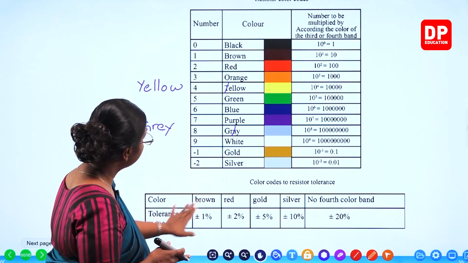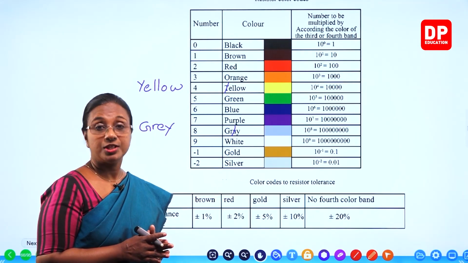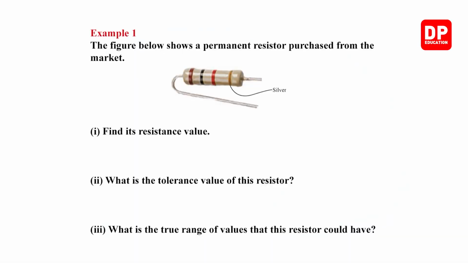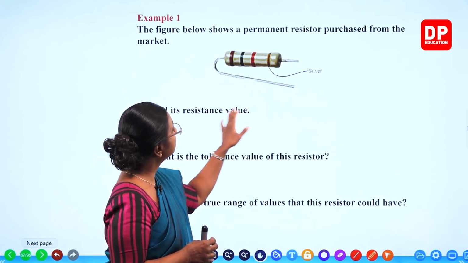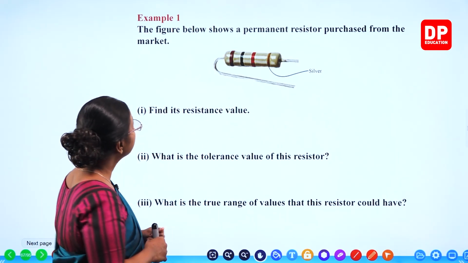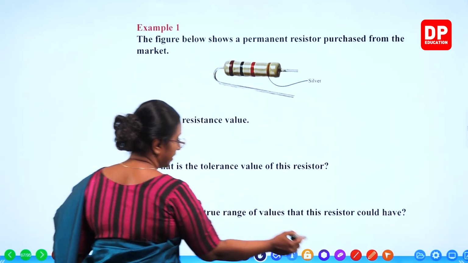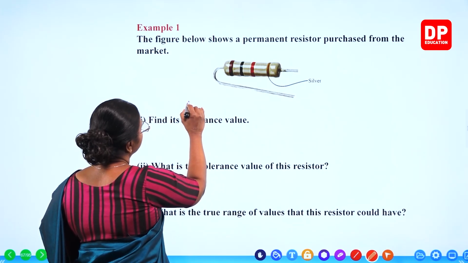So here we already discussed this table. We will be using the table again for the calculation. So here, example 1. The figure below shows a permanent resistor purchased from the market. Now, if you look at the permanent resistor, you can see the colors. What are the colors? What is this first color? You can see it is brown.